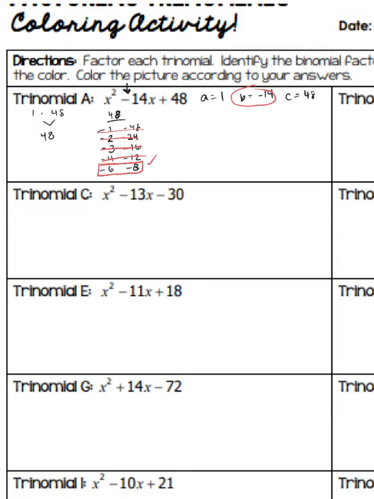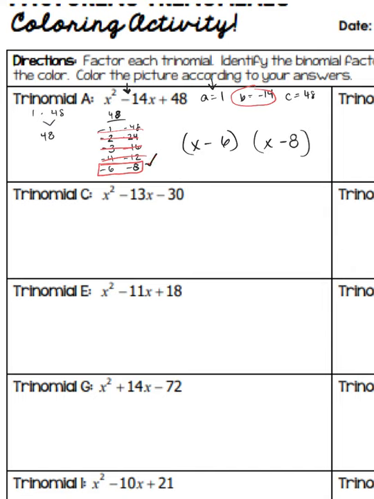My next step would then be to write my two parentheses. And if A equals 1, we can put the X in front, which in this case it does. And then you're just going to fill in negative 6 and negative 8, because those are the factors we chose.